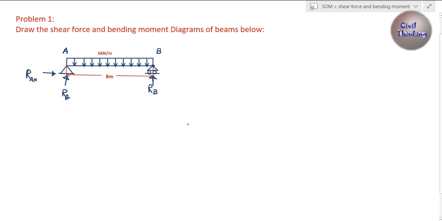Now, to find the support reactions we have to apply the equilibrium equations. Let this direction be the x direction, that is, along the span of the beam is the x-axis, and perpendicular to the span of the beam, or parallel to the support reactions and the load, is the y-axis. Now the first step is to apply the equilibrium conditions. What are these? They are summation Fx equal to 0, summation Fy equal to 0, and summation of moment equal to 0.